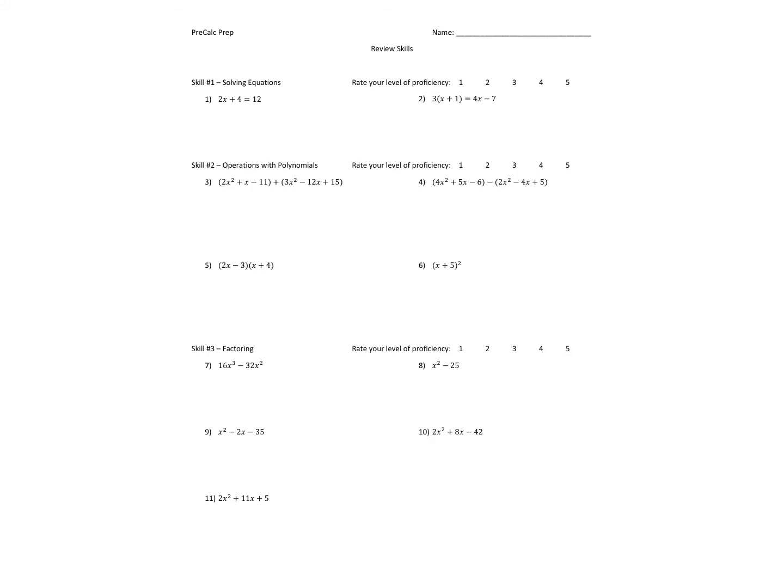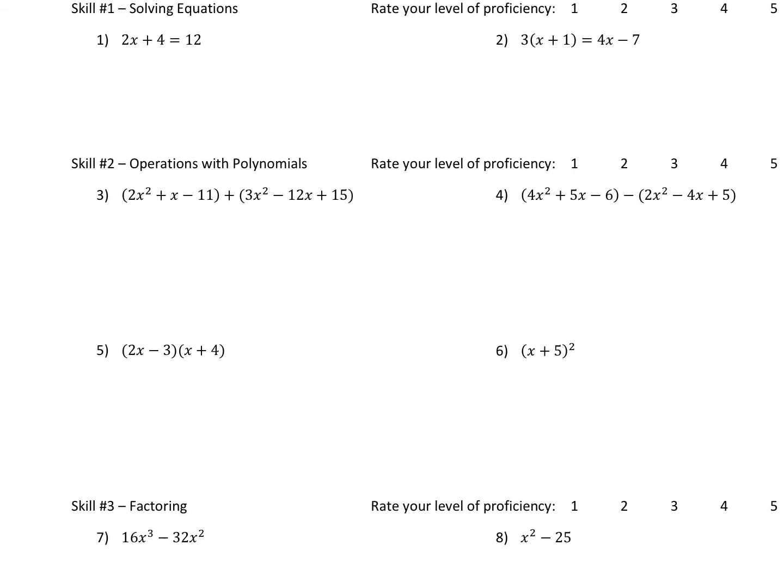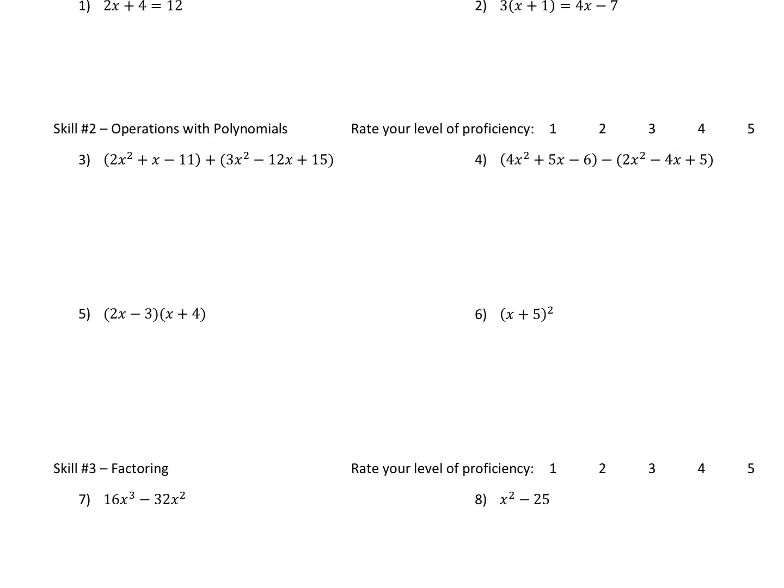In this video, we are going to review skill number 2 from the review skills pretest. Now, skill number 2 was operations with polynomials. So there was a couple different operations. Number 3 was addition, 4 was subtraction, and 5 and 6 were both multiplication.